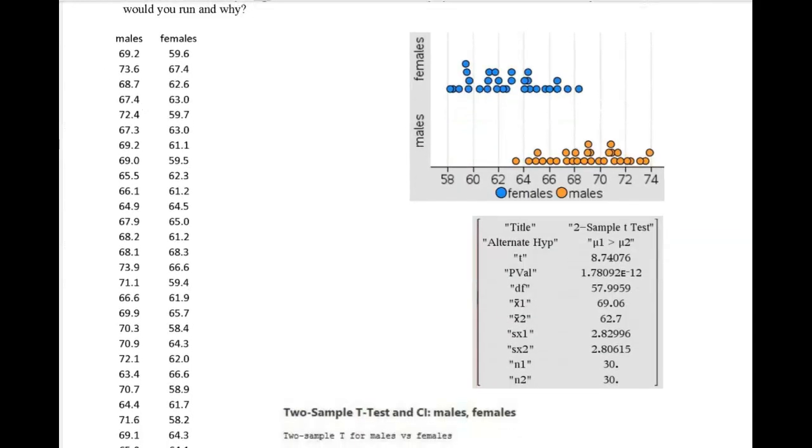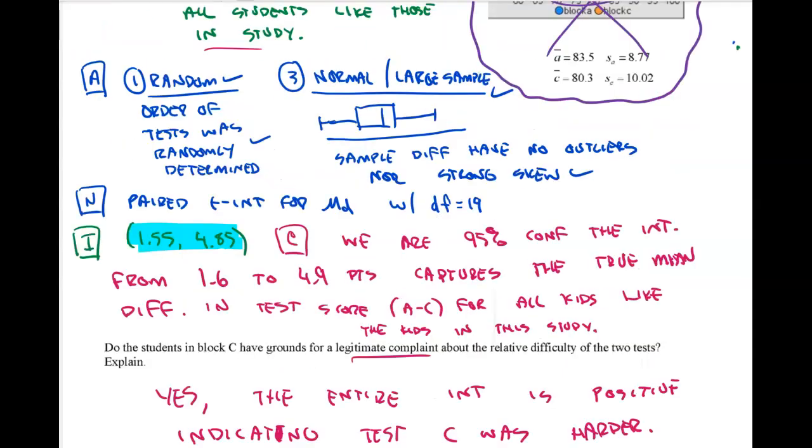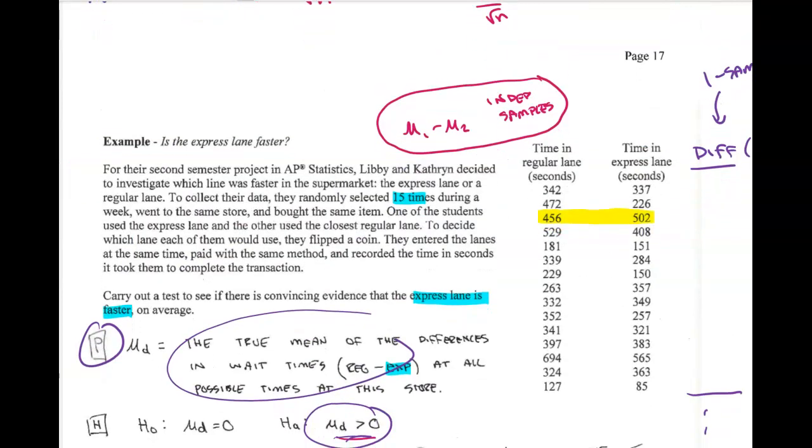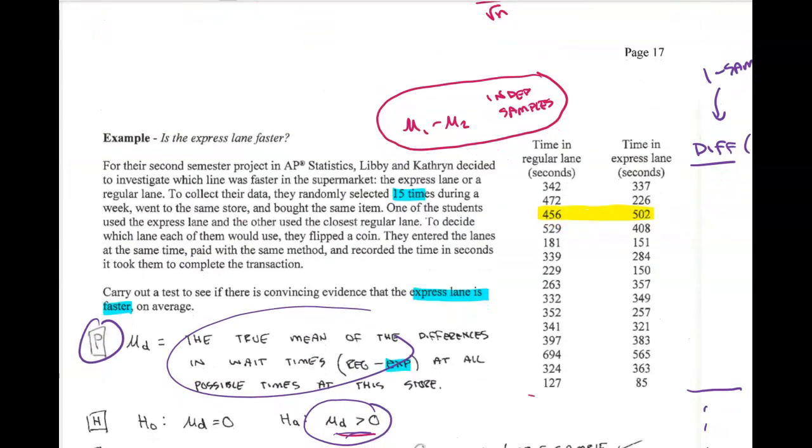If I take a look at this one here, I've got two lists of data. It looks like two samples. We've got a regular lane and an express lane. I put those two things in my calculator and run a two sample t-test on the difference, and I put in the two lists, okay?